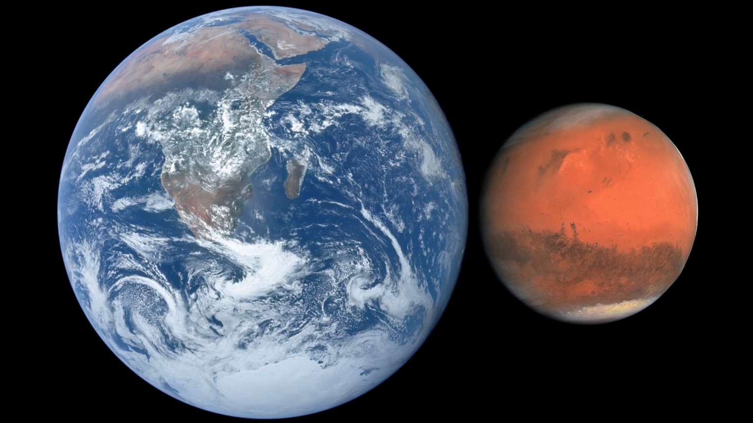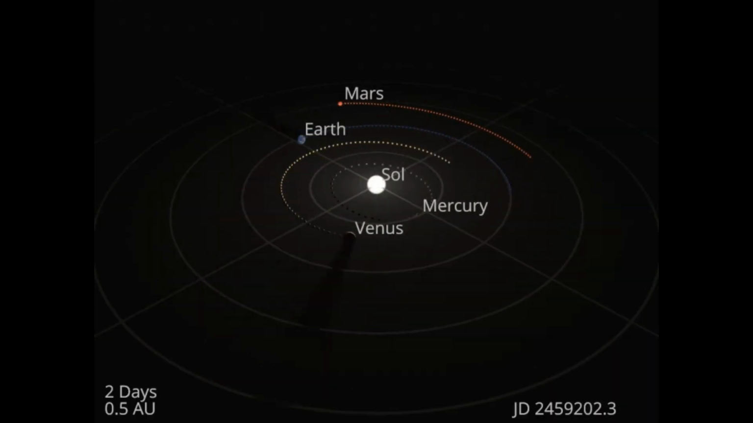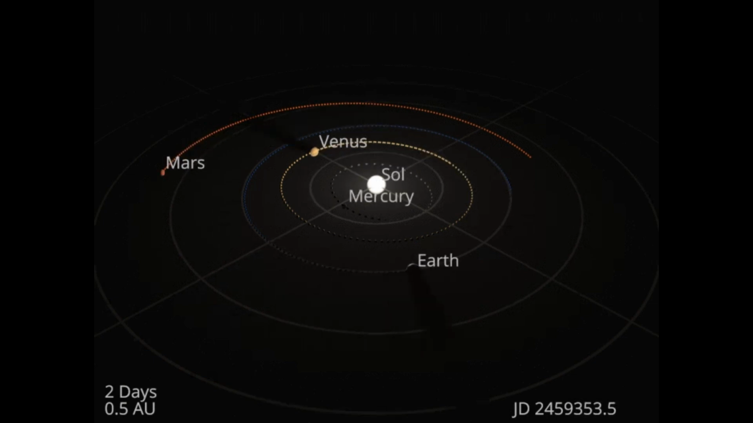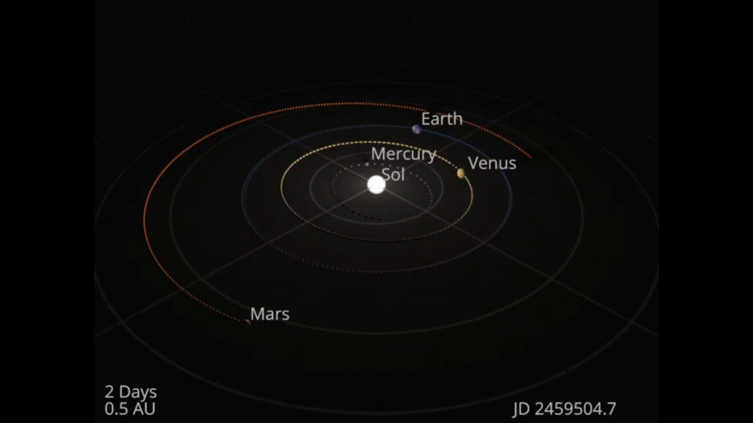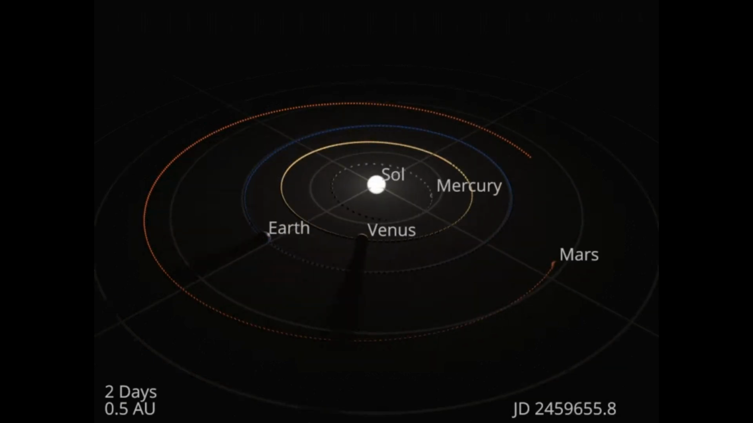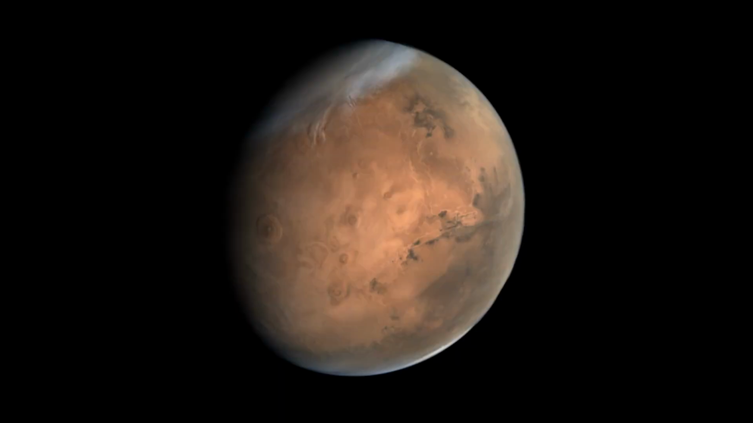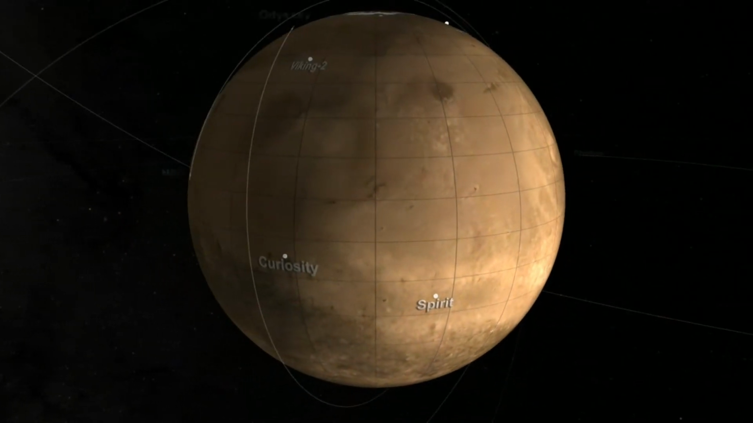Mars is the fourth planet from the Sun and the second smallest planet in the Solar System, larger only than Mercury. In the English language, Mars is named for the Roman god of war. Mars is a terrestrial planet with a thin atmosphere and has a crust primarily composed of elements similar to Earth's crust, as well as a core made of iron and nickel.